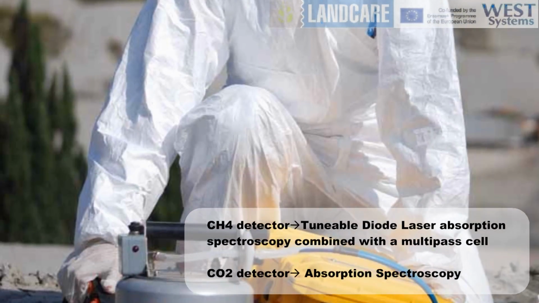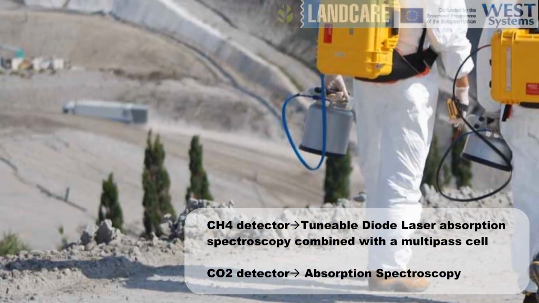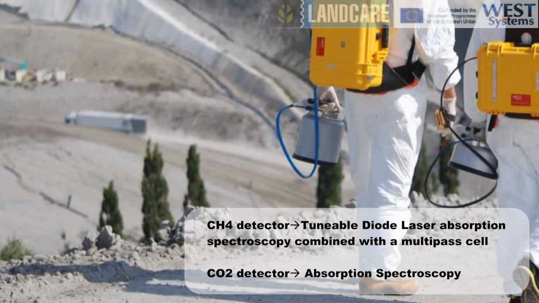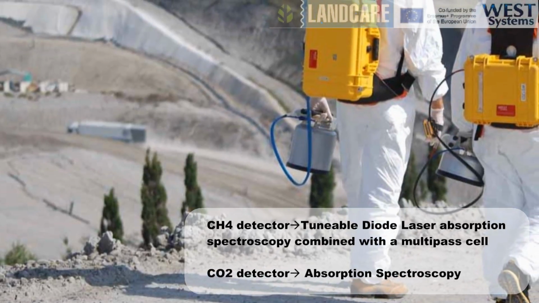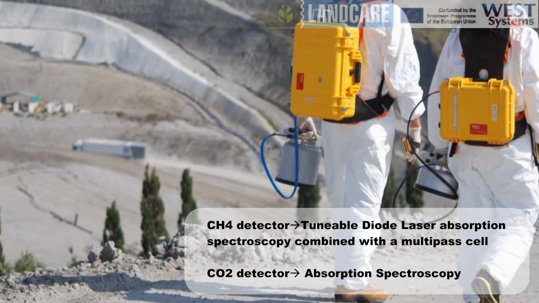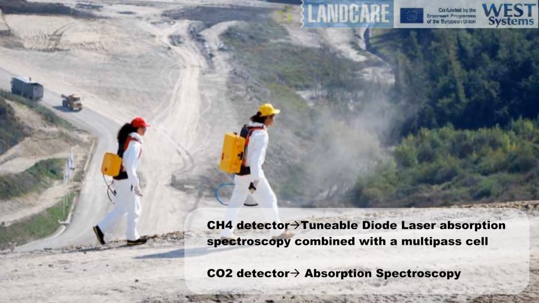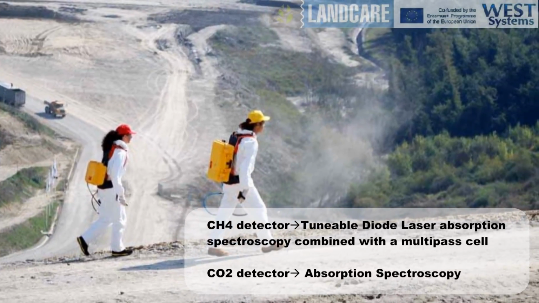The flux meter is operated by a handheld computer that makes it possible to georeference acquired data. The methane detector is based on a tunable diode laser absorption spectroscope combined with a multi-pass cell. The carbon dioxide detector is based on absorption spectroscopy.